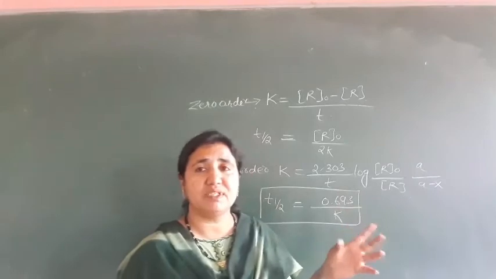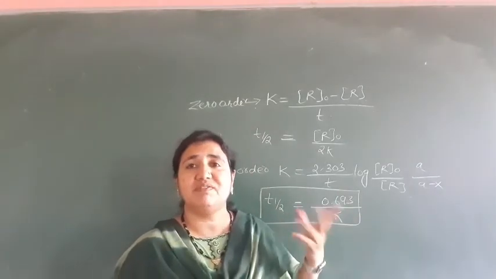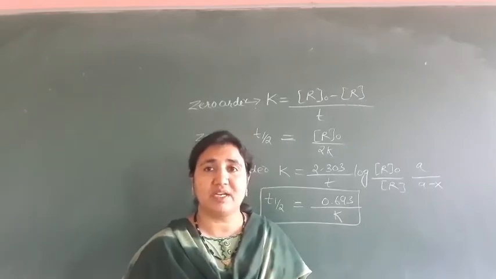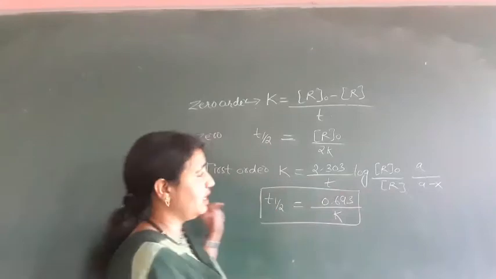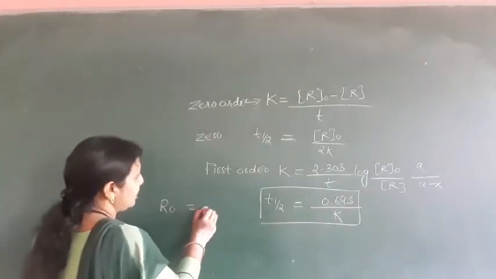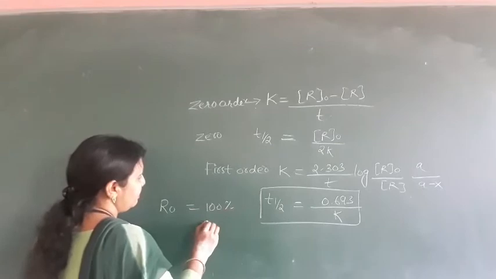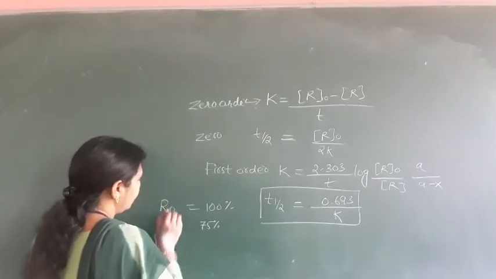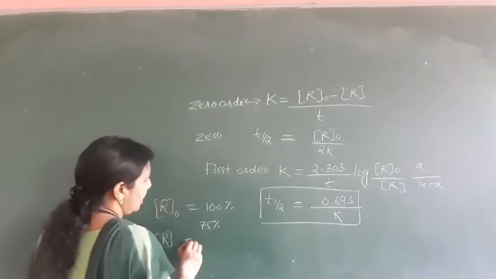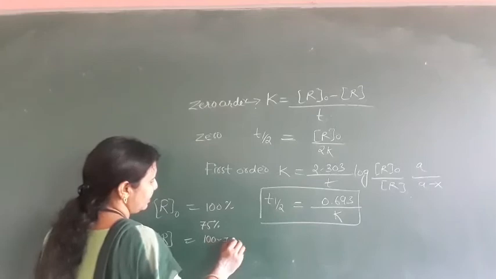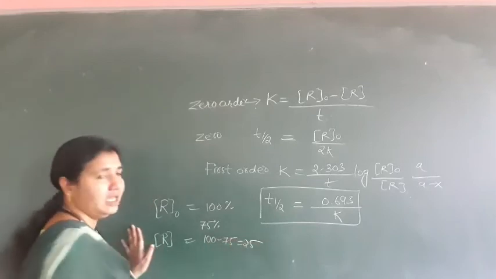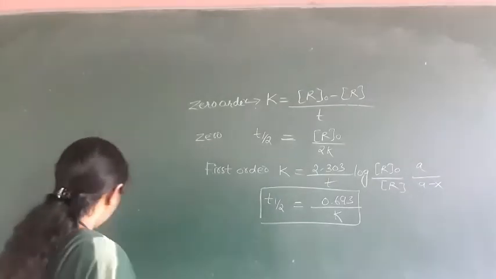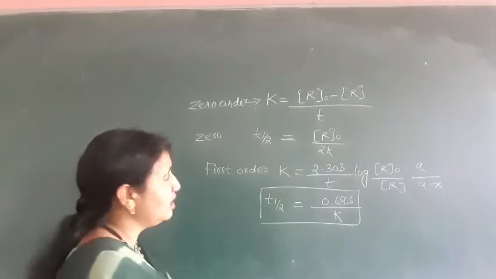So initially it will be 100%. If 75% of the reaction is completed, then what is left? 25% of the reactant is left, that is your R here. So R naught is 100%, and 75% reaction completed means this R is 100 minus 75, that is 25%. Understood? So this is R, the final concentration. Based on these formulas only we are going to solve the problems here.